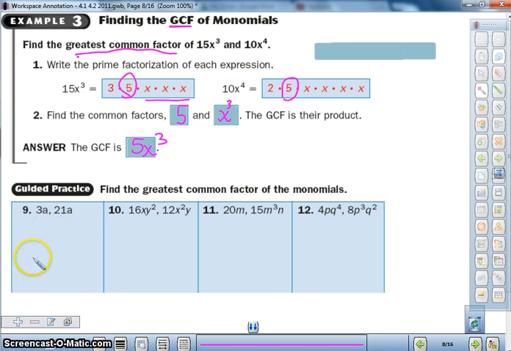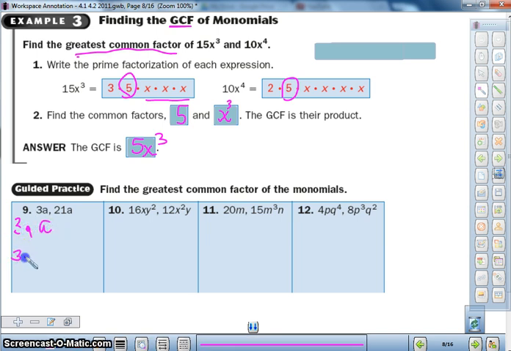If you would like to pause the video and try it right now, listing your prime factors of each of these, I'm going to do 9 and 10, and then you will do 11 and 12. So pause the video. As you look, 3a, well, that's already written as 3. We can write that as 3 times a.